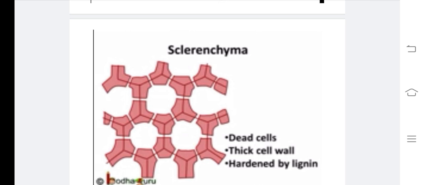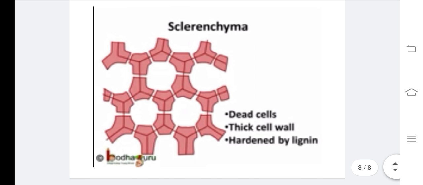I think you might have seen that. The husk of the coconut. It is very hard. Why is the coconut shell hard? Because it is made up of sclerenchyma cells or tissues. Clear? They are long and narrow. The walls are very, very thick. Why? Because of the presence of hardened deposition of a chemical that is called lignin.